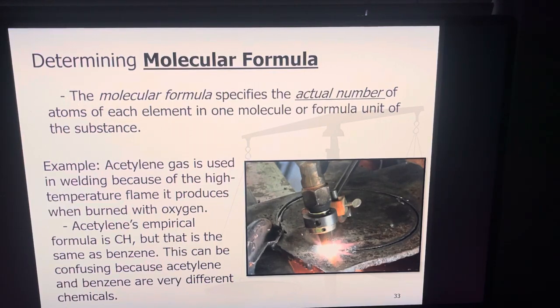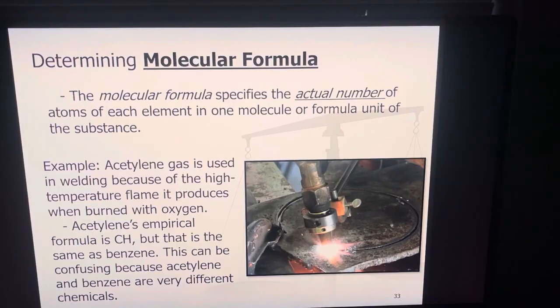And then the second one, which I mentioned before when we talked about hydrogen peroxide, is the molecular formula, okay? This gives the actual number of atoms of each element in one molecule or formula unit of the substance. So here's an example of why this is necessary.